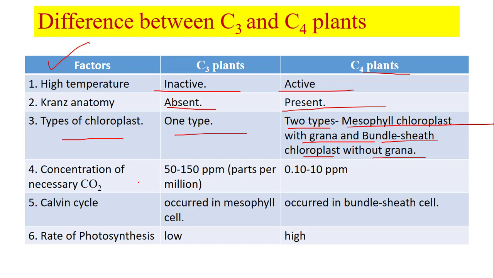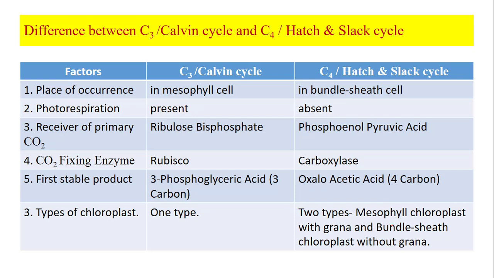Concentration of necessary carbon dioxide is 50 to 150 ppm. ppm means parts per million. It is very high in C3 plants, whereas concentration of carbon dioxide is only 0.1 to 10 ppm in C4 plants. It is very low in C4 plants. Calvin cycle occurs in mesophyll cell in C3 plants, whereas Calvin cycle occurs in bundle sheath cell in C4 plants. Rate of photosynthesis is very low in C3 plants but very high in C4 plants.